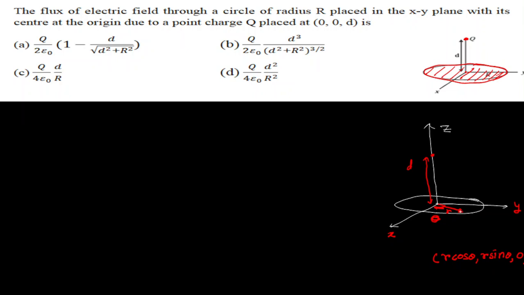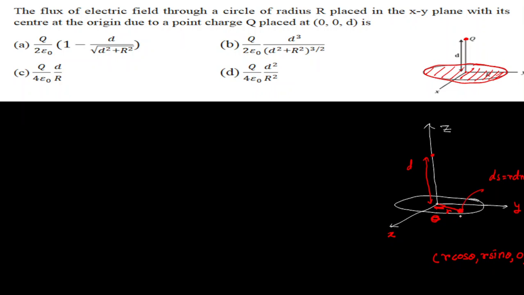Now I have to consider the elementary area around this point. How can we write the elementary area? In this case, we can write it in terms of r and theta. In the 2D polar coordinate system, the elementary area ds can be written as r dr d theta.